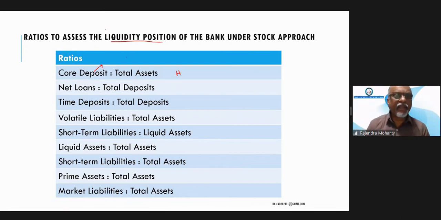Now come to the third one, time deposit to total deposit. Higher is good, sir. Very good, because time deposits are more stable than your savings and current deposits. The fourth one is volatile liabilities to total asset.